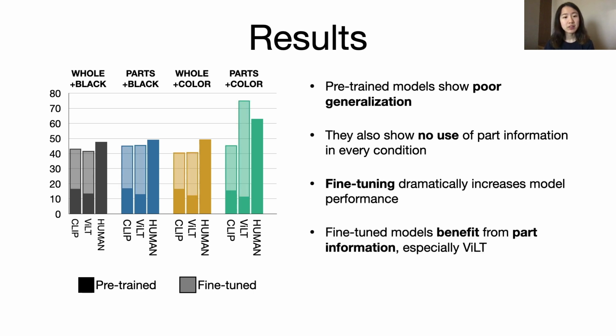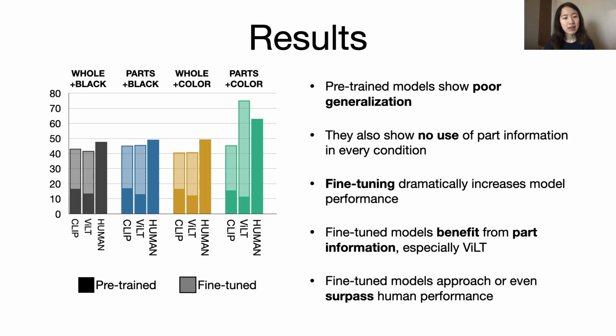Fine-tuning dramatically increases model performance, and fine-tuned models can also benefit from part information, especially for ViLD, in the condition with parts and colors. We hypothesized that the tight integration of modalities in the joint encoding of ViLD allows it to make use of the part correspondence in image and text more efficiently. In general, fine-tuned models approach or even surpass human performance. However, this comparison is not that simple.